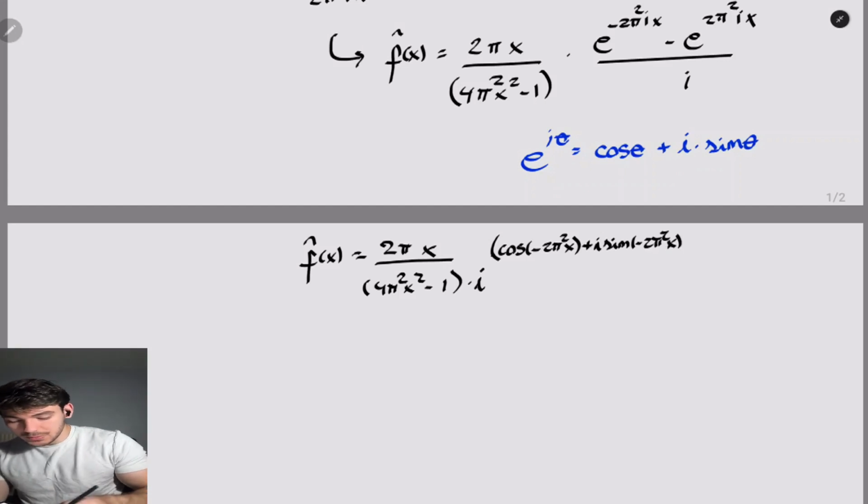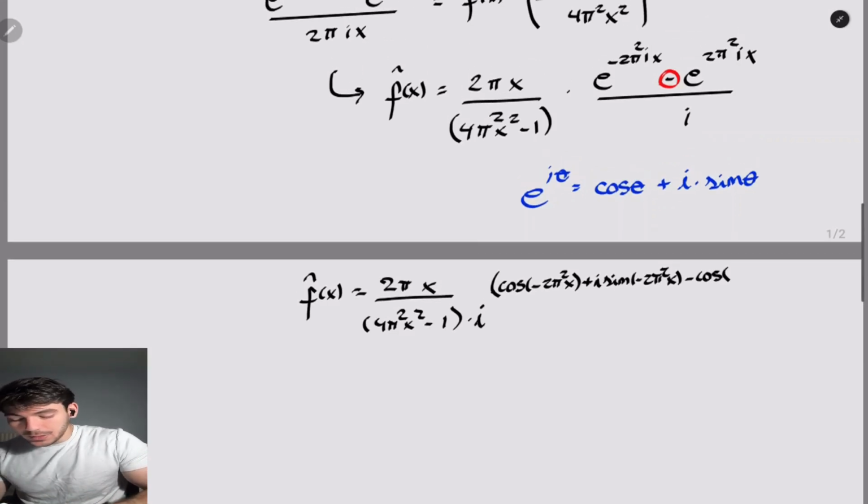And for the second exponential, let's pay attention to the negative sign. So it will be minus cosine and minus sine. So minus cosine. And here we have 2 pi squared x times I, so cosine of 2 pi squared x, and minus I sine of 2 pi squared x.